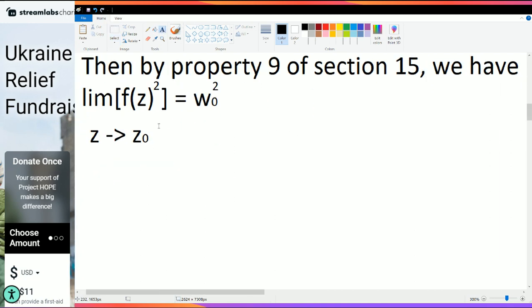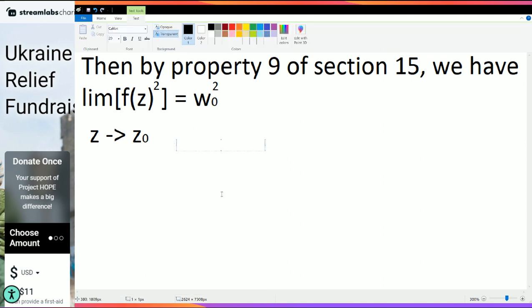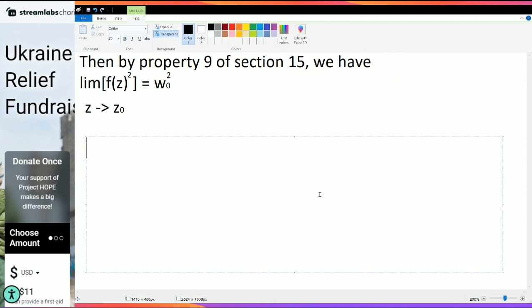Now, we're going to suppose the limit of f of z to the n minus 1 equals W naught to the n minus 1, as z approaches z naught.